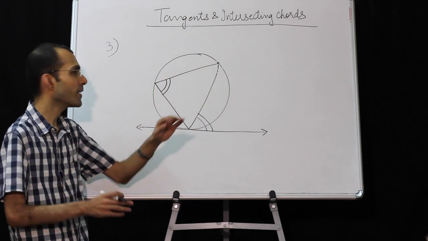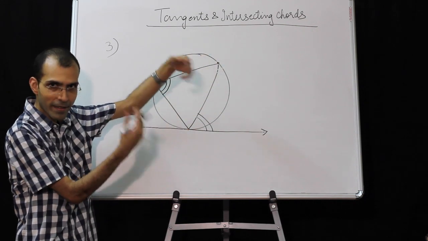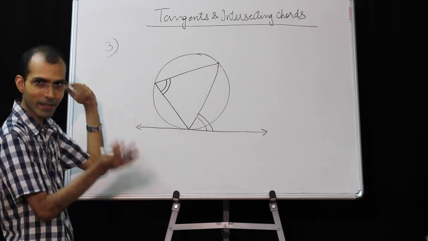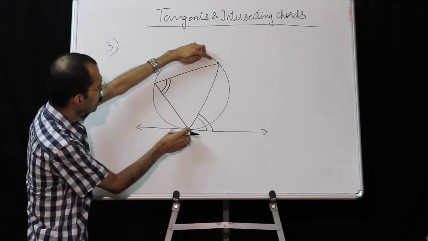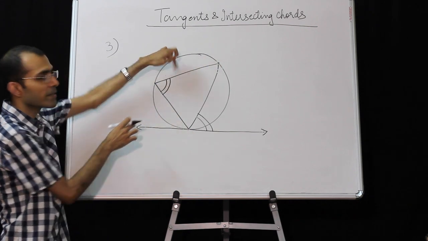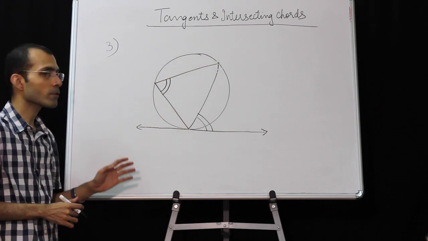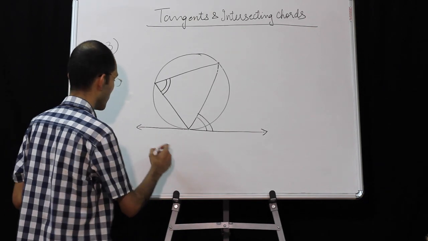Yahan ka angle le liya hai. The same chord should form another angle on the other side, but it should be at the circumference. So if I catch hold of these two endpoints of the chord, they are forming this angle. Now this concept is known as the alternate segment theorem.